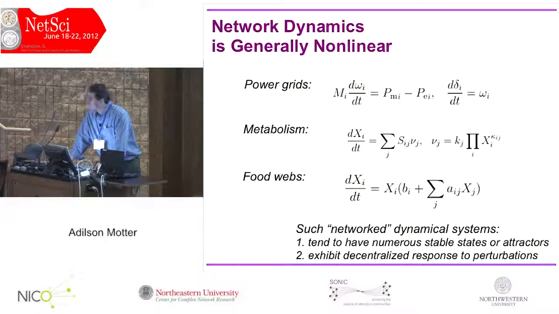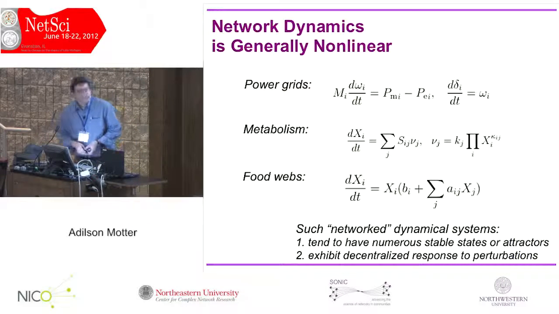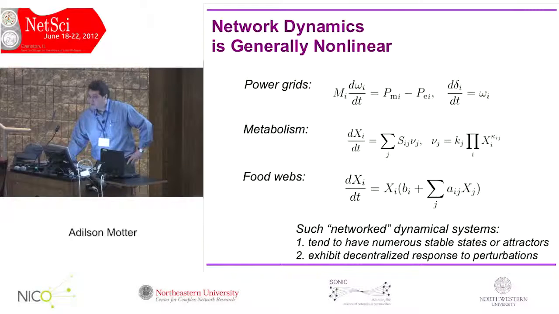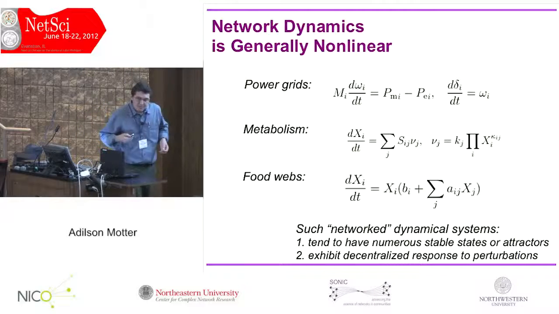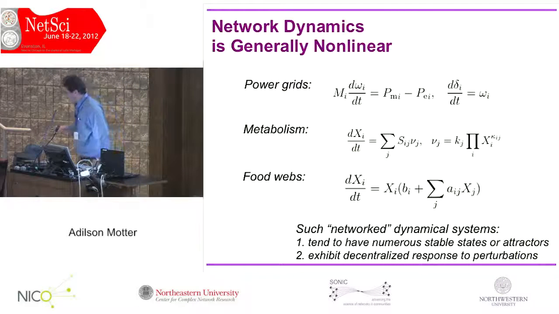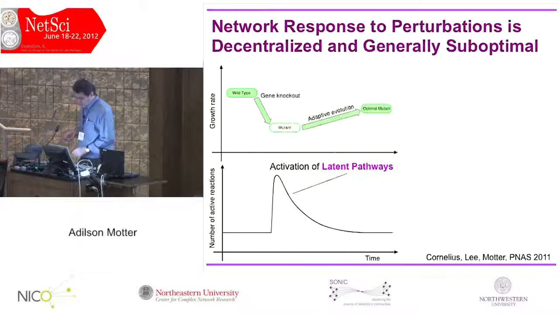The other important thing is that they usually operate in a decentralized way. Not only natural networks, but even infrastructure and technological networks like the power grid are operated in a decentralized way. You don't have a central operator optimizing the system as a whole. So what this leads to is that when you perturb these systems, they will tend to respond in a suboptimal way to perturbations. Here is one example that illustrates this point.